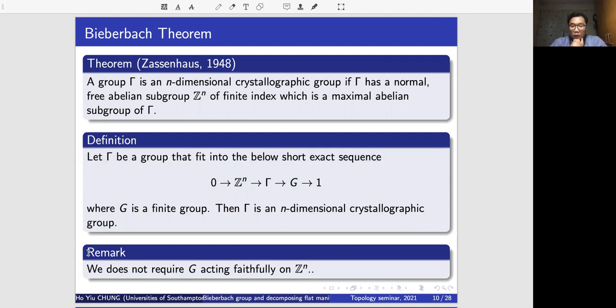But it's important that we have a remark. If we are given such an exact sequence without any other information, we do not know whether G is acting faithfully on Zn. So in this case, we cannot assure what the holonomy group of gamma is. What we can say is the holonomy group of gamma is a subgroup of G, but it's not necessarily isomorphic to G. So that's something we need to pay attention to when we have an exact sequence, and we cannot just assume the action is faithful. All right.